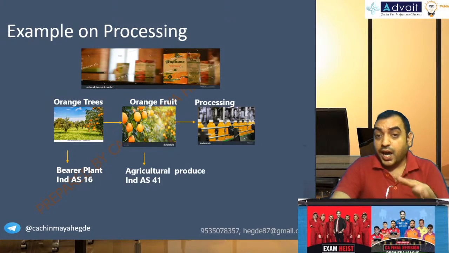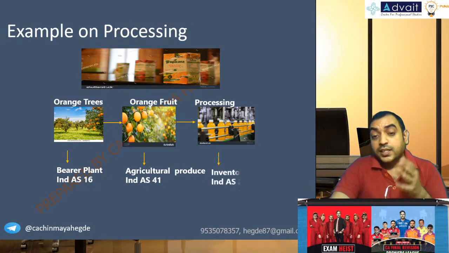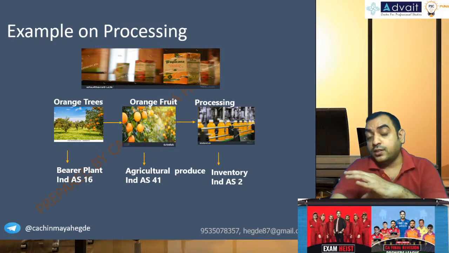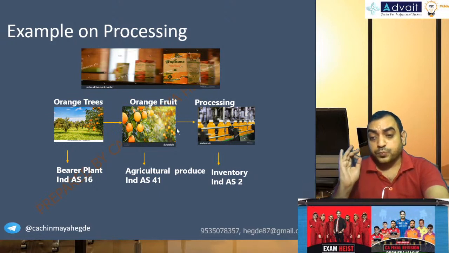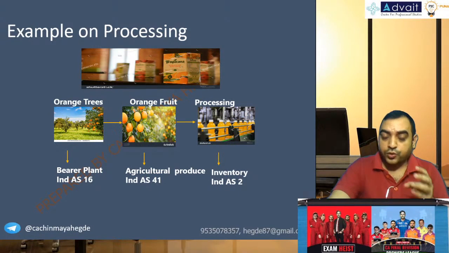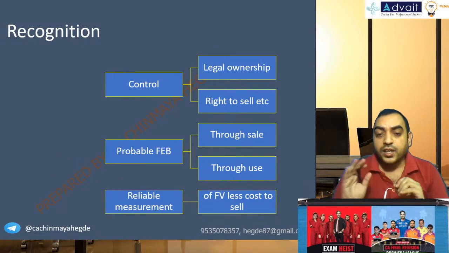But these fruits are agricultural produce. The process of plucking the fruits gives agricultural produce. But once they are converted into the bottles, they become inventory under Ind AS 2. They no longer remain the fruit; that is, they will not be agricultural produce. Now, recognition.